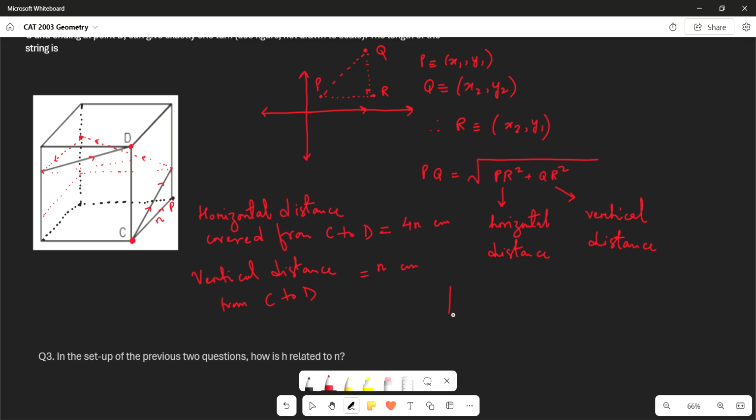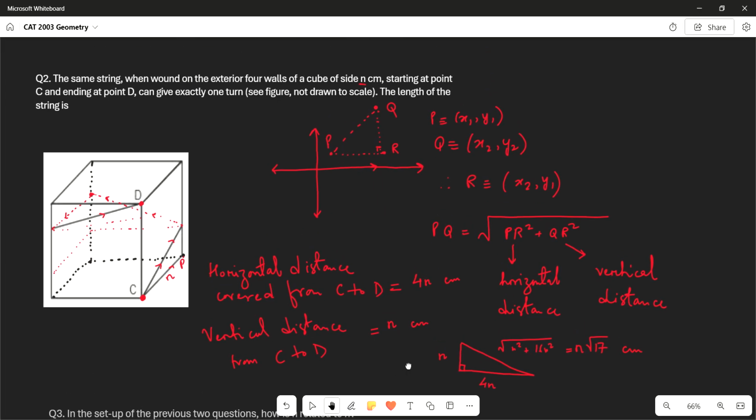if I draw a right angle triangle like this, I am covering n distance vertically, 4n distance horizontally. So what will be this distance? This distance will be root over n square plus 4n whole square, means 16n square, which is basically root over 17n square, n times root over 17 centimeters.